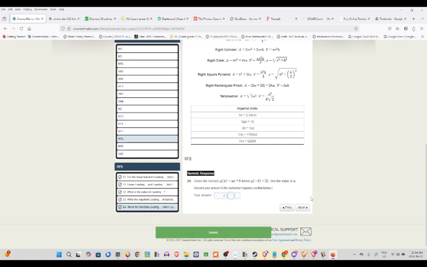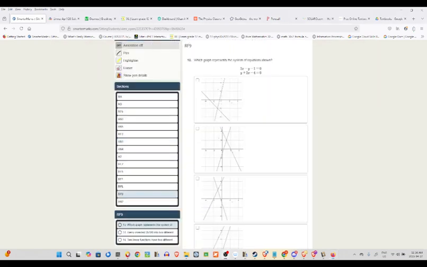This concludes Relations and Functions 8 on function notation. All right, Relations and Functions 9, Systems of Linear Equations.